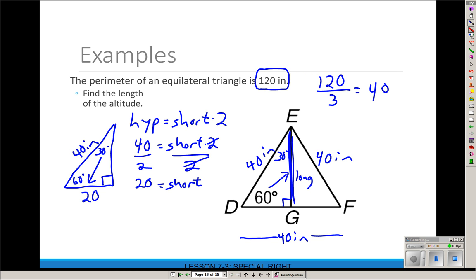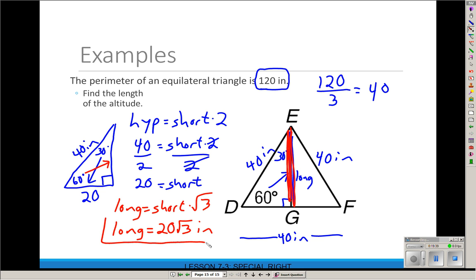Then find the long leg. The long leg is across from 60 degrees. And remember, back in the main picture, that's my altitude. So this will be my final answer. Long equals short times the square root of 3. Long equals short, the short is 20, times the square root of 3, and that's inches. And I finally answered the question.